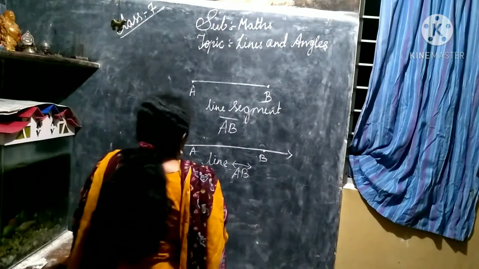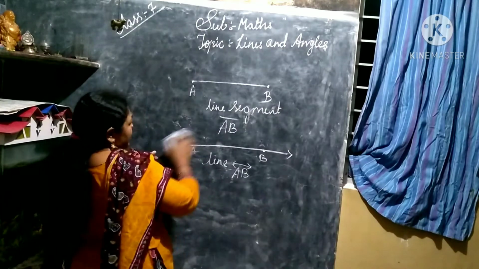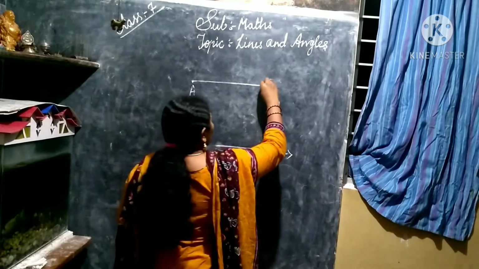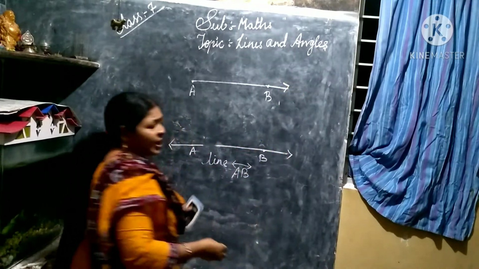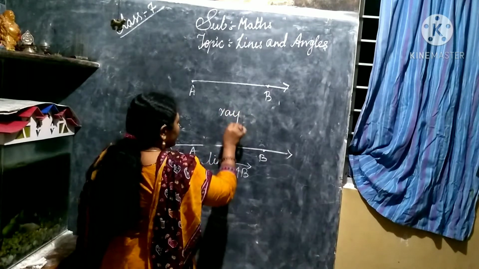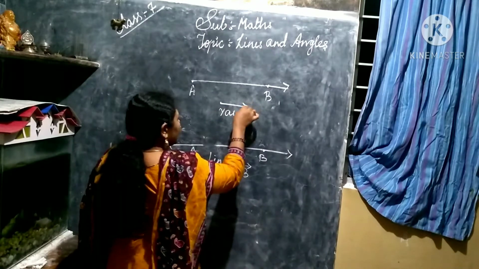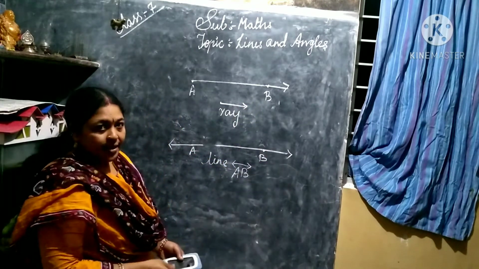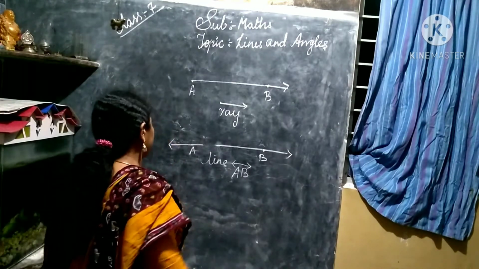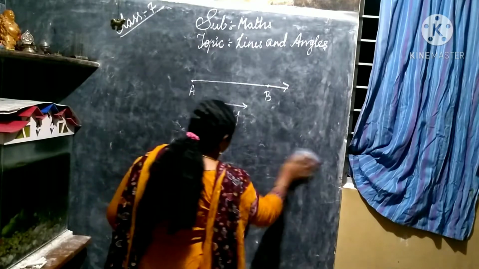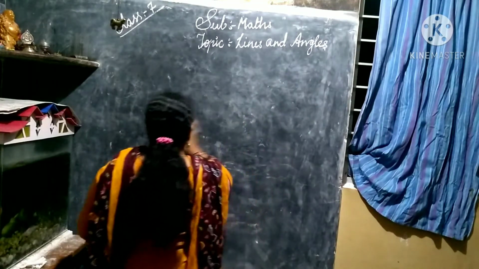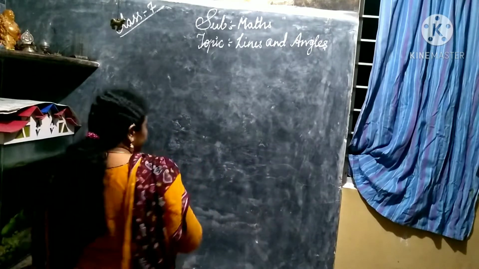And if the line is extended only in one direction, then what does it become? It becomes a ray. Hope you all remember. It becomes a ray, isn't it? So we learn what is a line segment and a ray. Then what could be an angle?